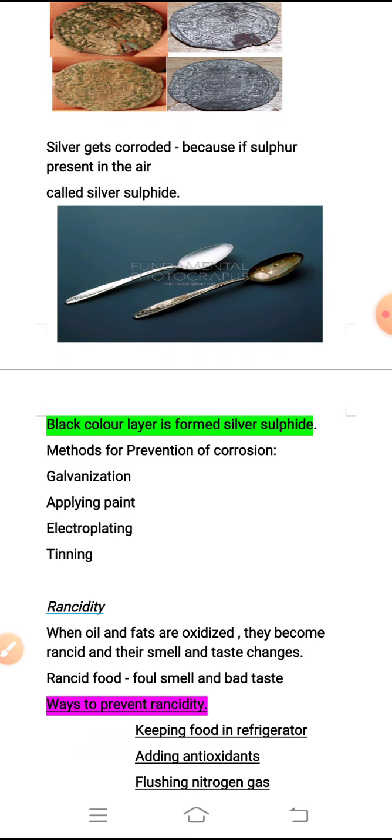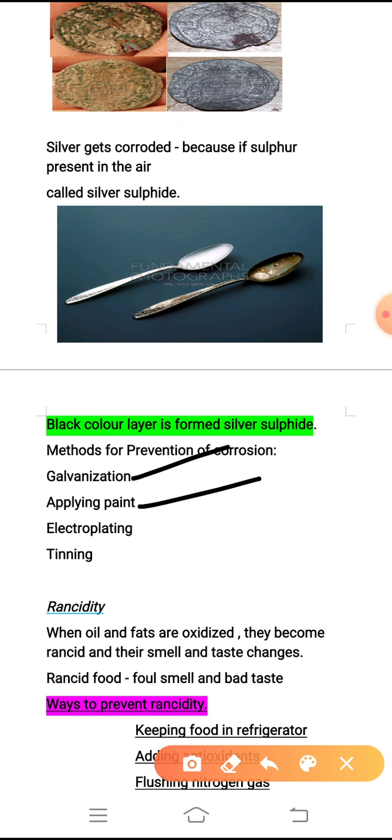Now there are some methods to prevent this corrosion also. Some of the methods are galvanization, applying paint, electroplating and tinning. By following these methods, we can easily prevent the metals from corrosion. Hope you understood the topic corrosion.